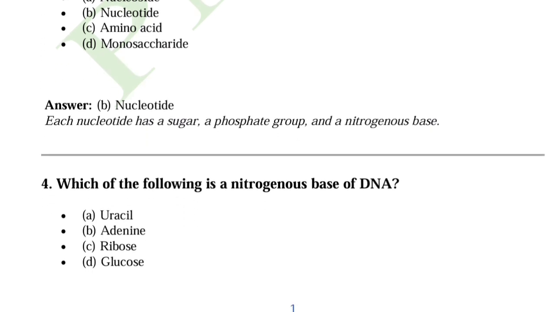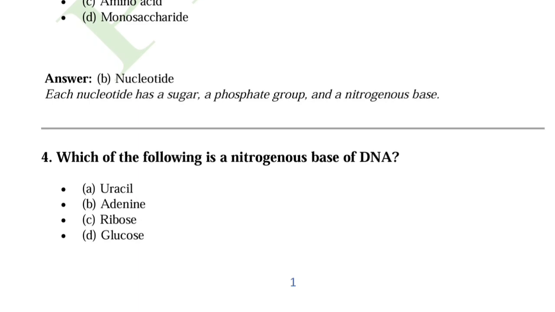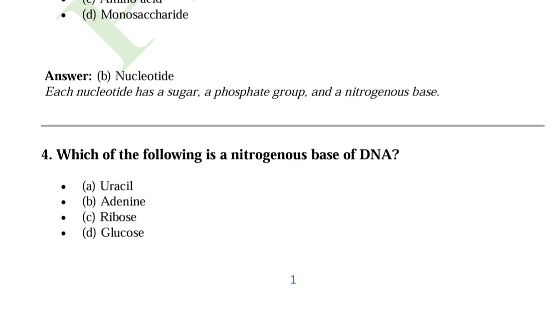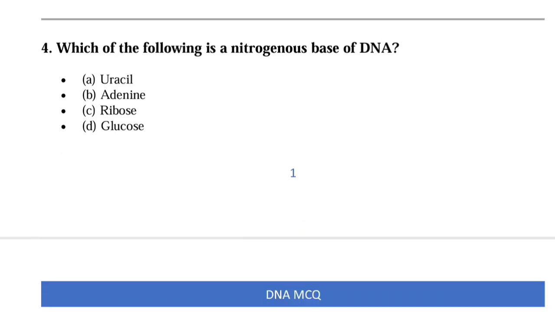Question number 5, which of the following is a nitrogen base of DNA? So uracil is the nitrogen base of RNA. Adenine is the right answer. Adenine always pairs with thymine in DNA. Okay, ribose is a pentose sugar and glucose is a sugar. It is not the right answer.